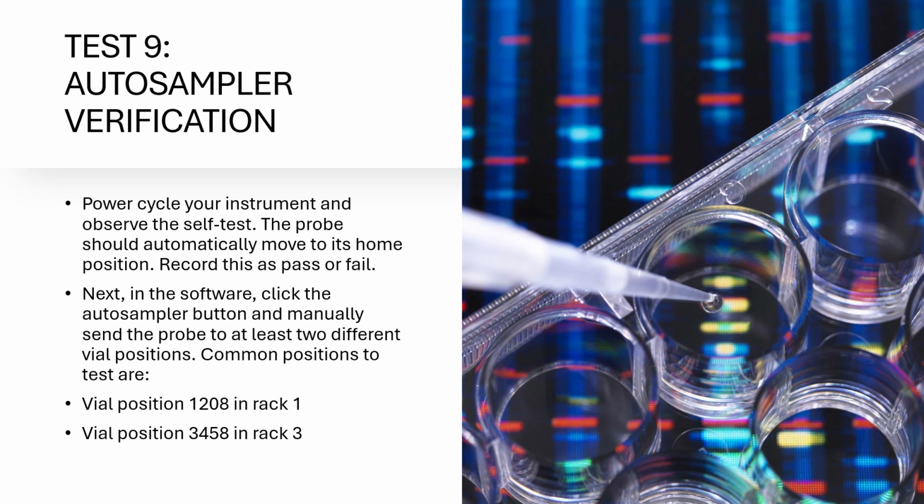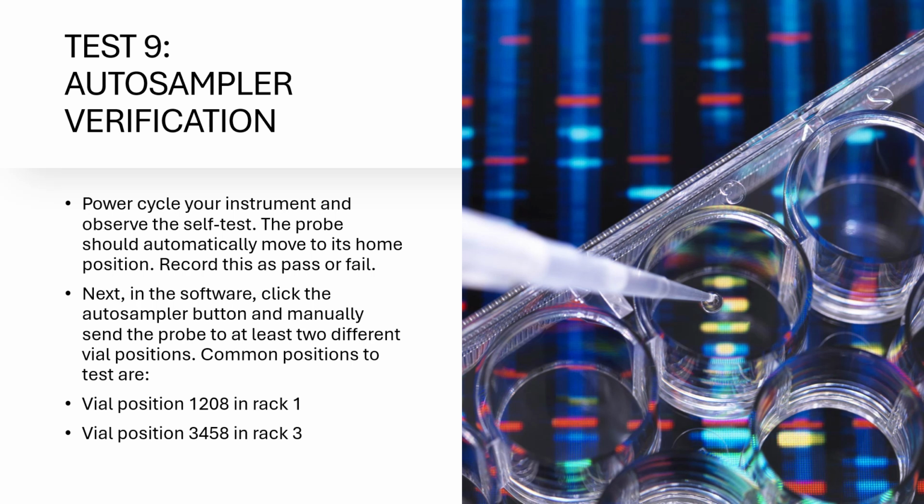So coming to our final test 9, that is Autosampler positioning check. So our final test is mechanical, not analytical, but it's equally important. Power cycle your instrument and observe cell test. The probe should automatically move to its home position. Record this as pass or fail.